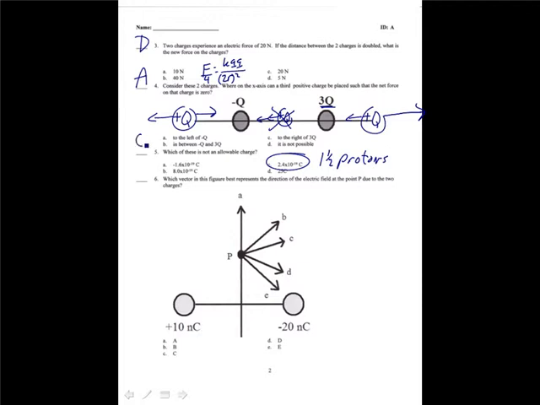Which of these vectors best represents the direction of the electric field at the point P? Well, the electric field due to this charge is in this direction, and the electric field due to this charge is in this direction, and it's twice the magnitude of the first electric field vector. And you add these 2 vectors, and you would get the vector D.